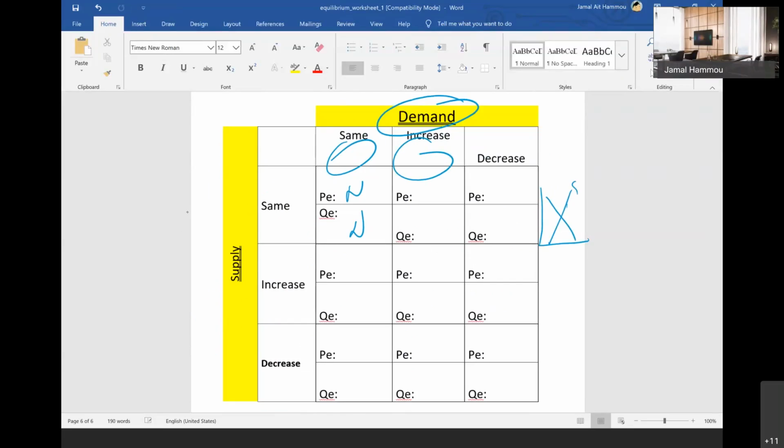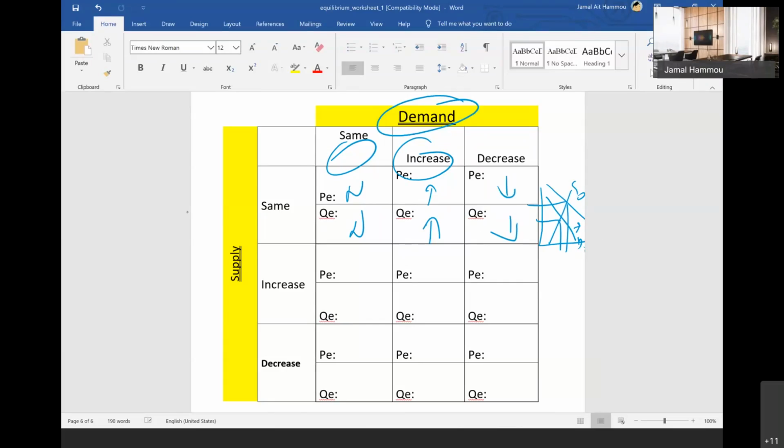This is supply and demand. So now what happened here? Demand increases, the new equilibrium will be: the price will go up and quantity equilibrium will go up. If the demand decreases and the supply stays the same, the price will go down, the quantity will go down.